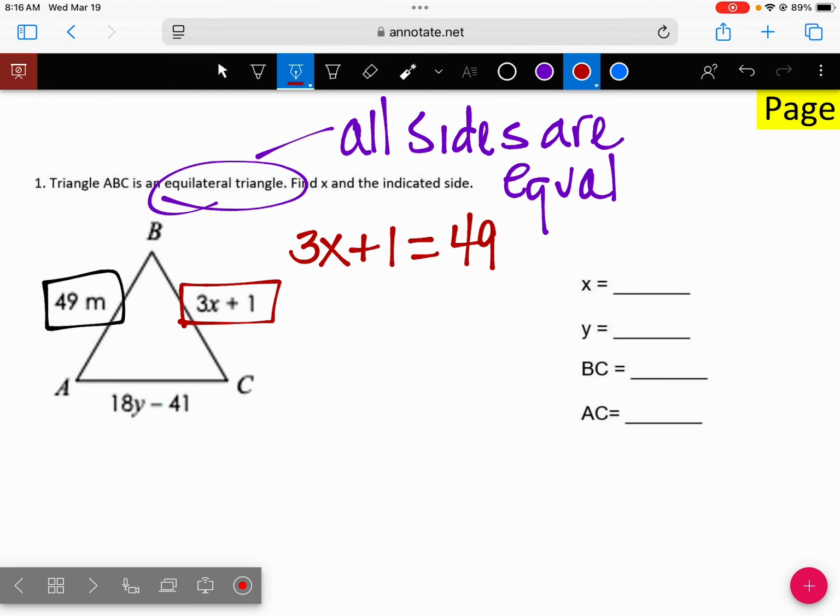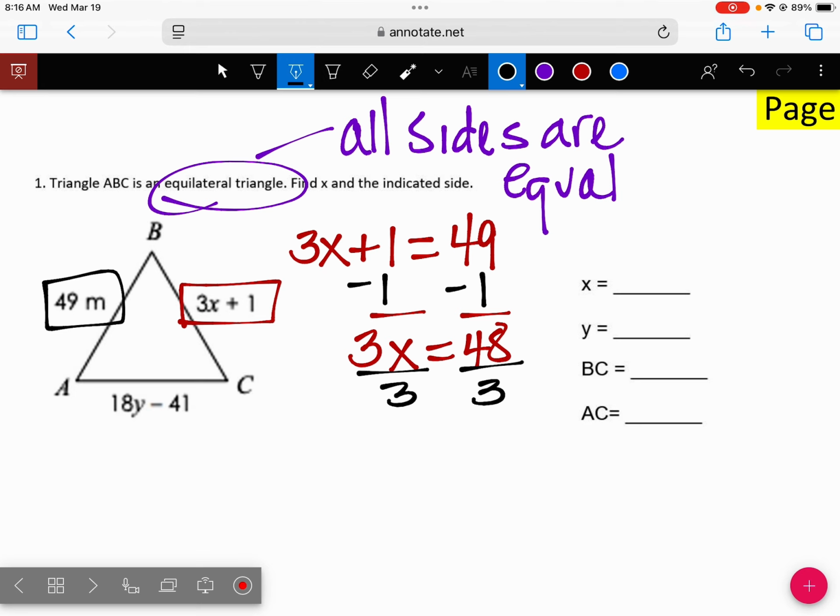So 3x plus 1 equals 49. Let's go ahead and subtract the 1. Three x equals 48. Divide both sides by 3. And you should get, go ahead, pick up your calculator, see what you get for x.